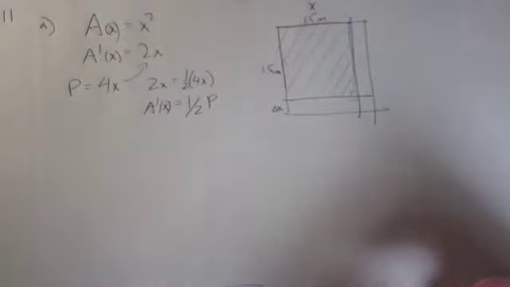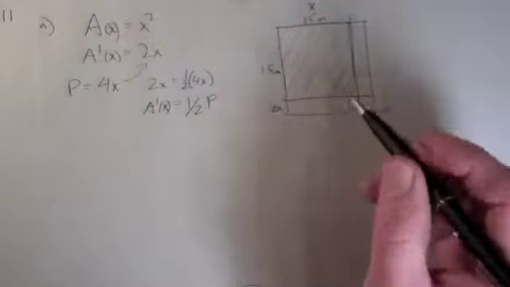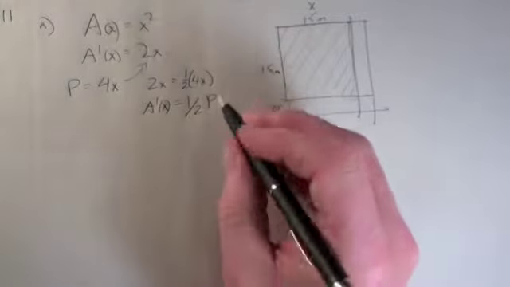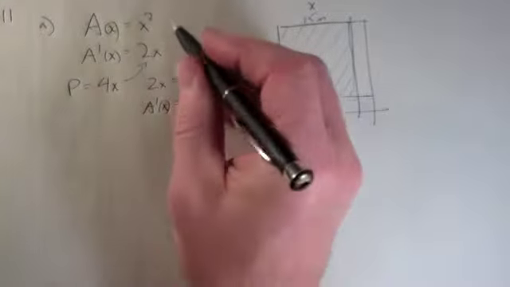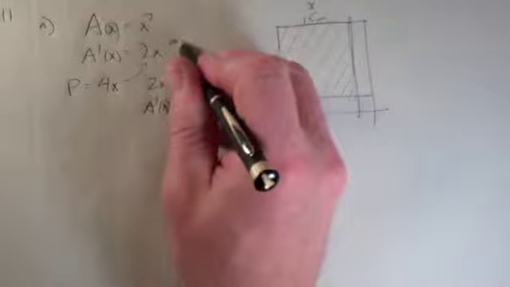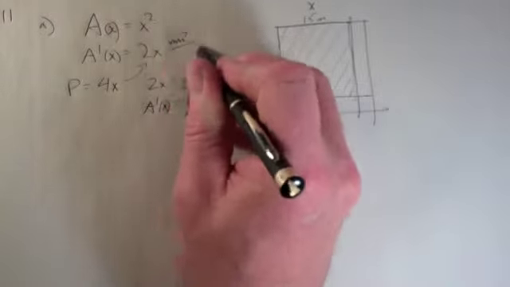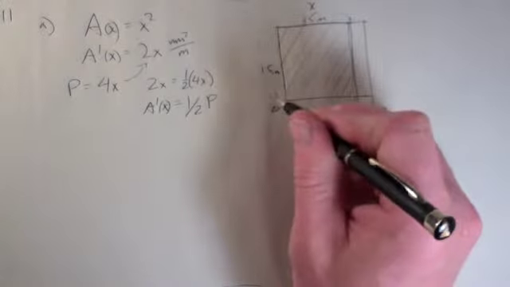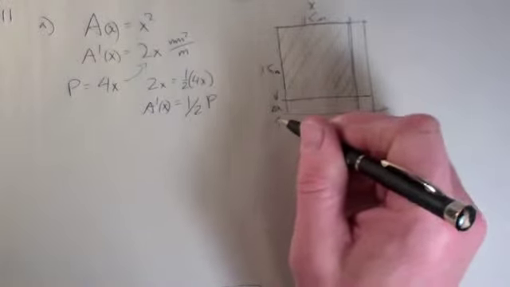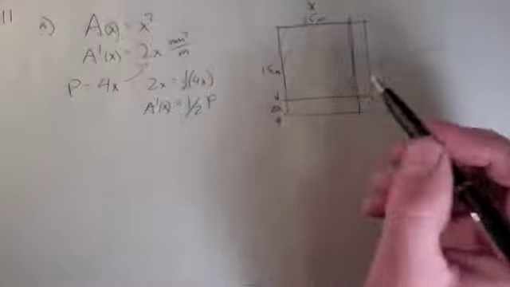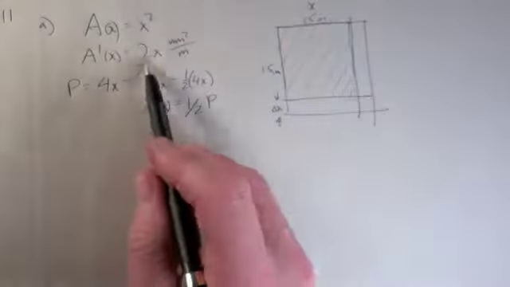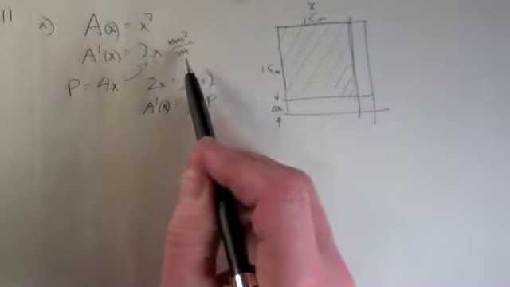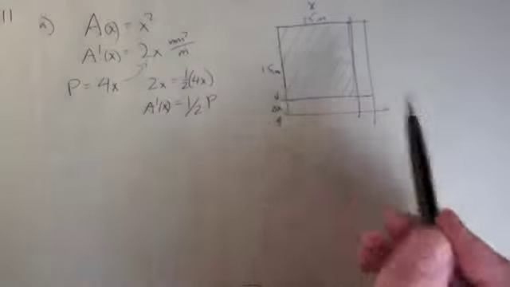But then this whole idea of giving it units, I guess it would be to say that this rate of change is in millimeters squared per millimeter of growth as this expands from here out to that amount delta x. It's growing at a rate of 2x square millimeters per millimeter of growth along one dimension.